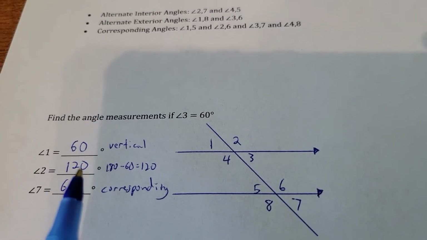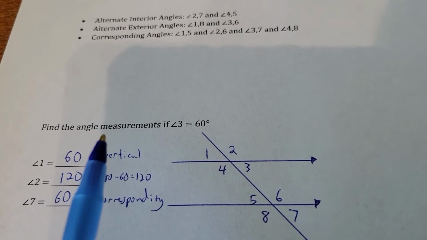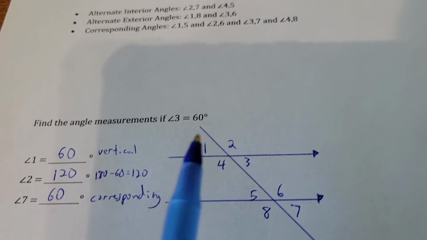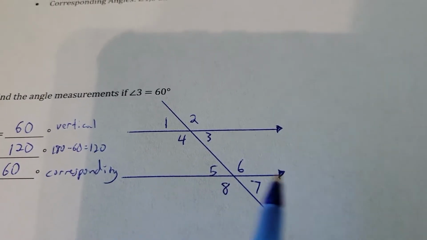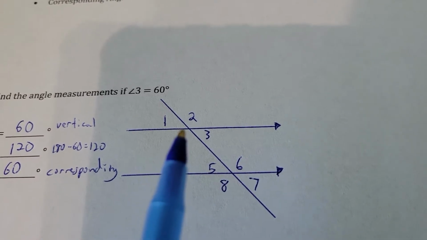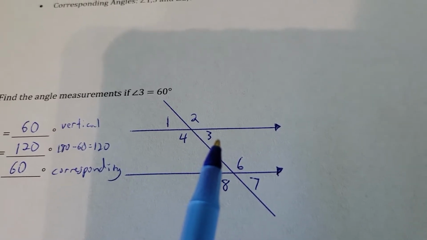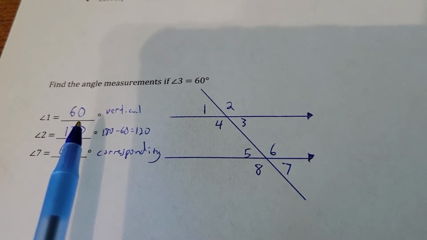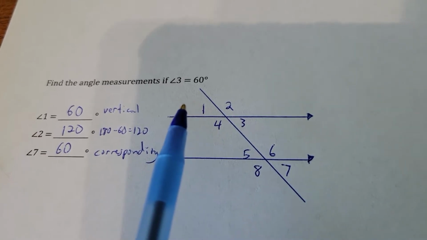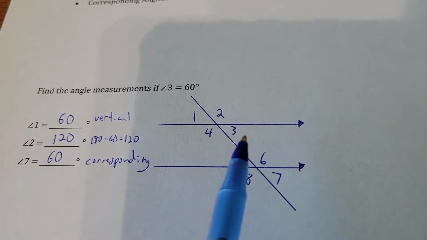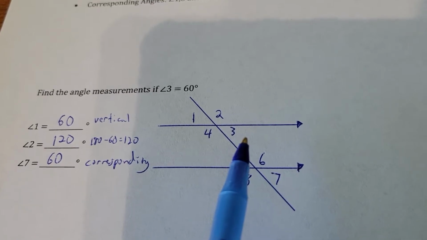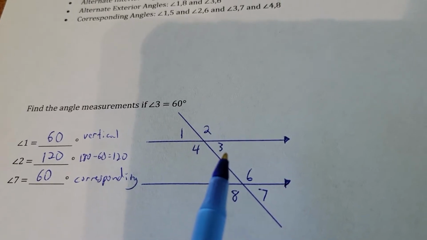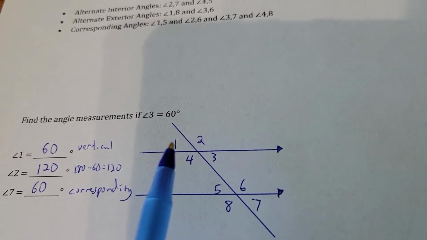Now, how does it apply to actually using real measurements? Well, I can find the angle measurements if angle 3 equals 60 degrees. So look at our picture here in this image. My parallel lines are running from left to right. Angle 3 is right here. All right, angle 3 is 60 degrees. Now, I'm going to be asked to find angle 1. Angle 1 and angle 3 are vertical angles. If you remember from earlier this year, vertical angles are right across from each other in intersecting lines. So it forms a perfect X shape. 1 and 3, they're the same measurement. So angle 3 is 60, angle 1 is 60.